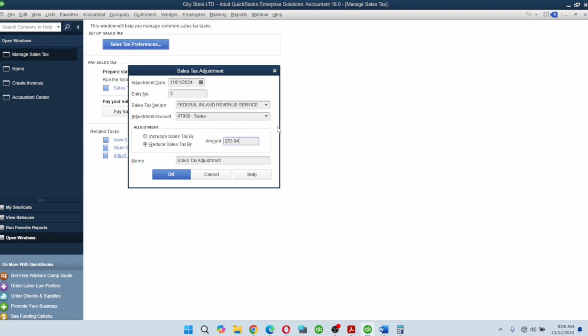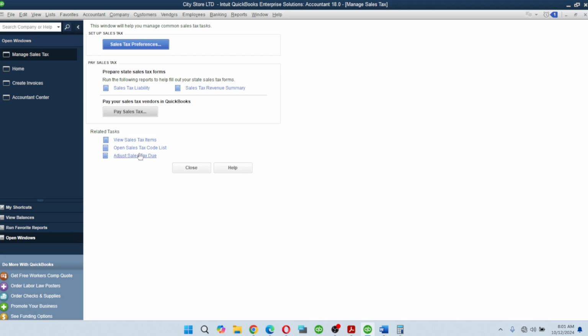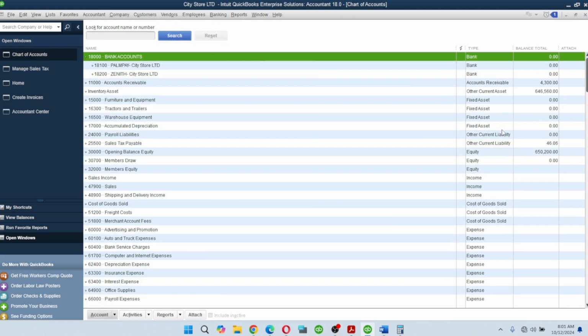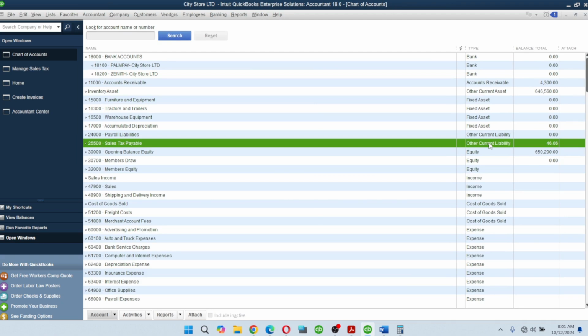Now this amount is what we refer to as the input VAT. Yes, that's the input. That's the amount we paid when we were buying those products for resale. So this is what we pay. So when you're done, you don't click OK.